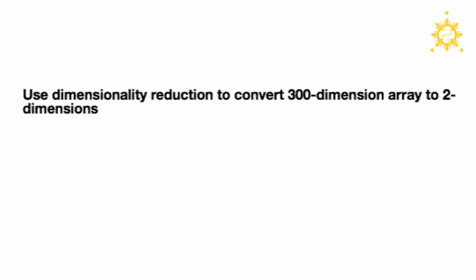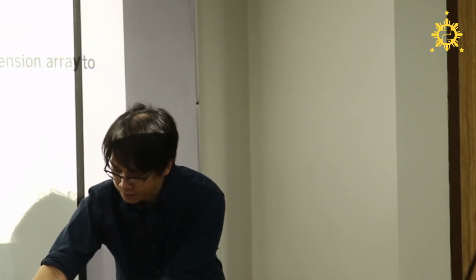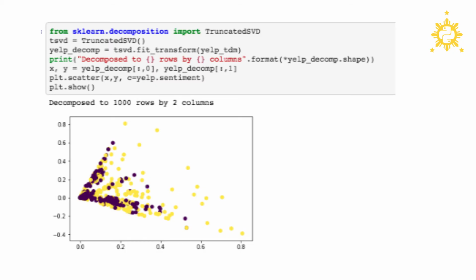The trick, if you have high dimensionality, is to use dimensionality reduction or decomposition to convert the array, at least 1,000 dimensions, to a lower dimensional space. So here we'll convert it to 2 dimensions and see what happens. I'm using a truncated SVD. If you're familiar with principal component analysis, this is the same thing, except that truncated SVD works slightly better with sparse data, which is of course what our data is.